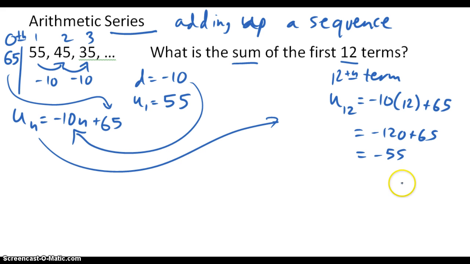Does it make sense that it's a negative number? Well, let's take a look at this. It's going down. Yeah, it does, because eventually it's going to get into the negative numbers. All right, so that's the 12th term. Now we need the sum of the 12 terms.